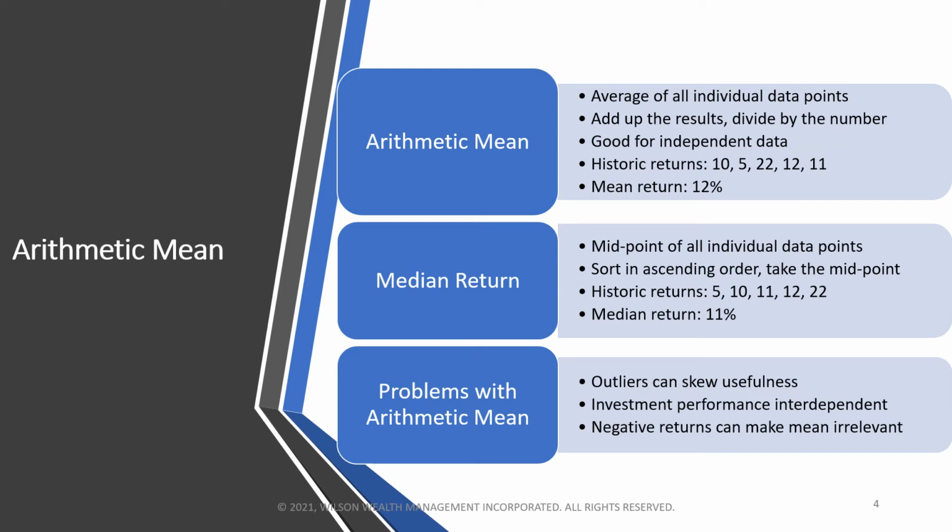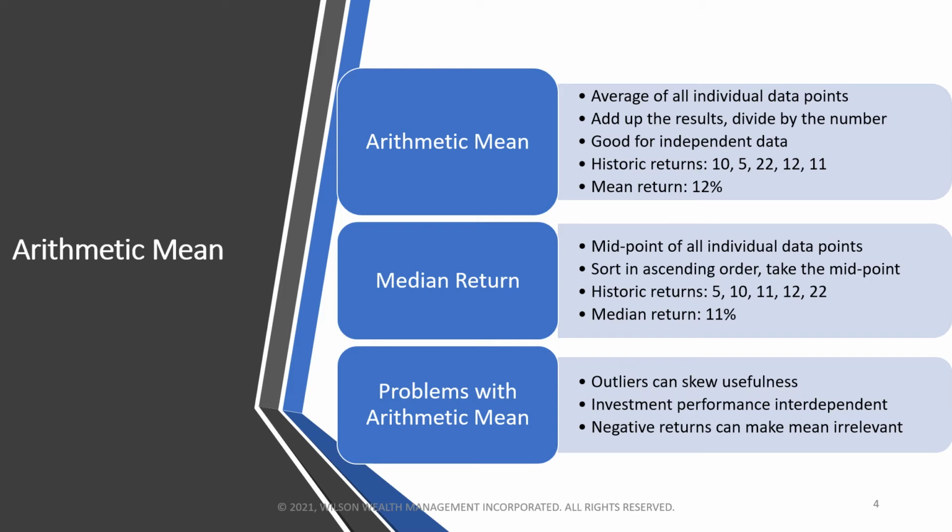If we differentiate that from median return, the median is just simply the midpoint of all individual data points. Now you have to sort or rearrange the data in ascending order, and then you take the midpoint, and that's your median. In our example, if we rearrange the returns in ascending order, we now have 5, 10, 11, 12, 22. And the midpoint, in this case, is 11. There are 2 returns on either side of it. It's the midpoint, 11.